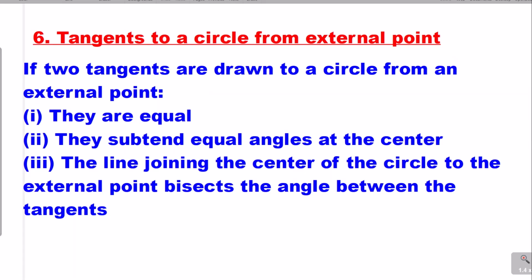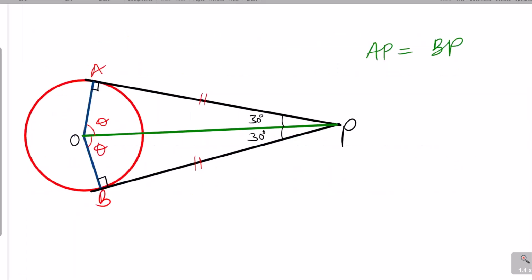Point number 2, they subtend equal angles at the center of the circle. So these two angles here, look at angle AOP, angle theta there, and angle BOP. Those angles are equal. So if this angle is, let's say, 80 degrees, this one should also be 80 degrees.